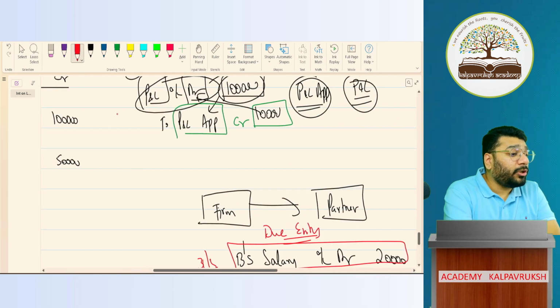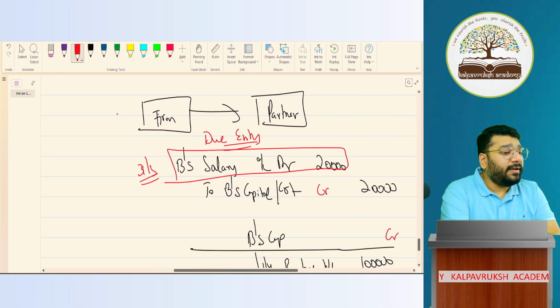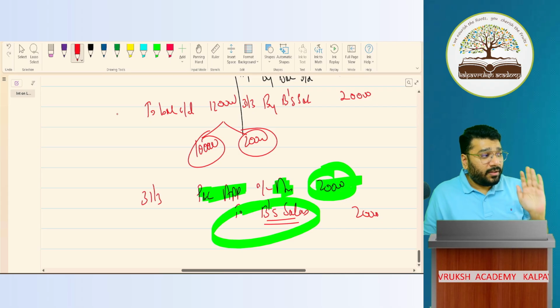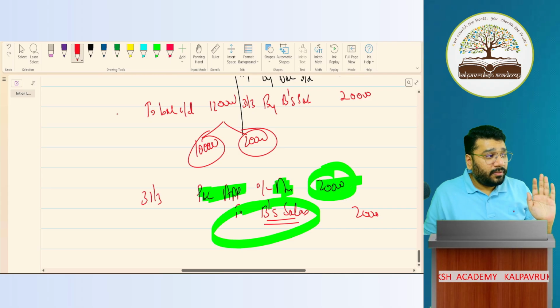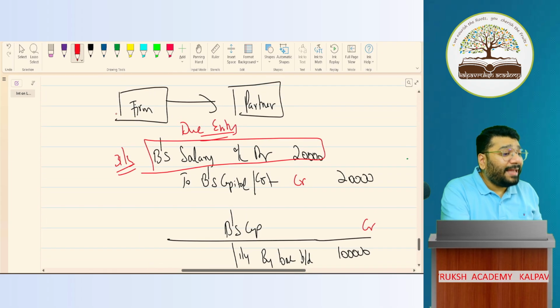Which entry are you talking about? Closing entry or due entry? Okay, what happens in the closing entry? Correct. What is increasing? Now, salary to increase, I should record the entry in the due entry.